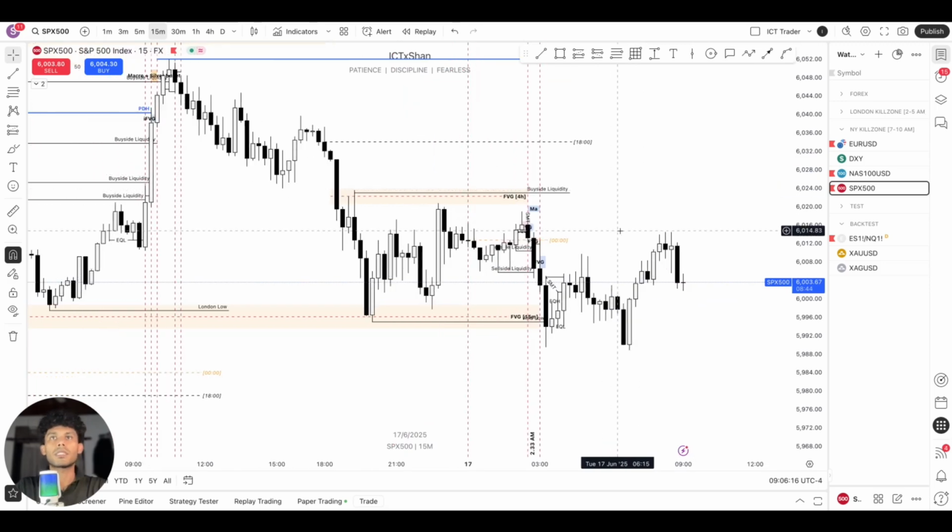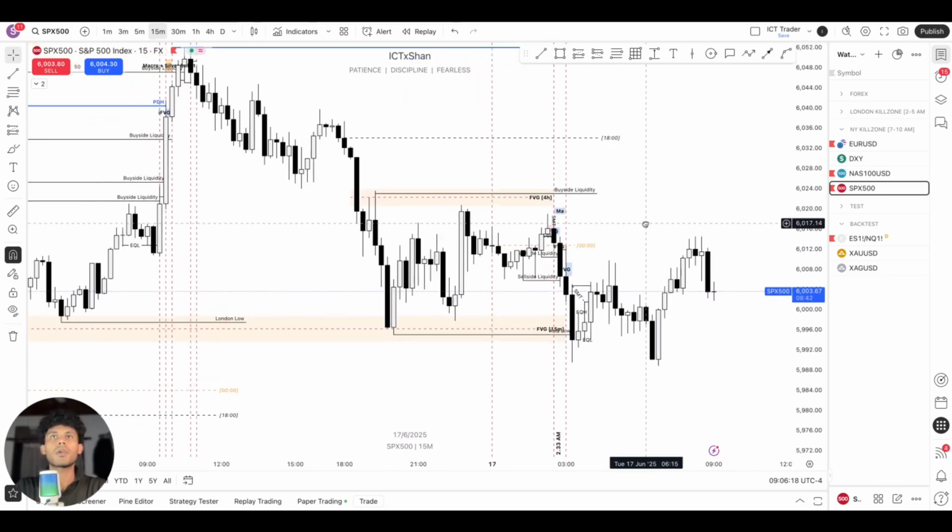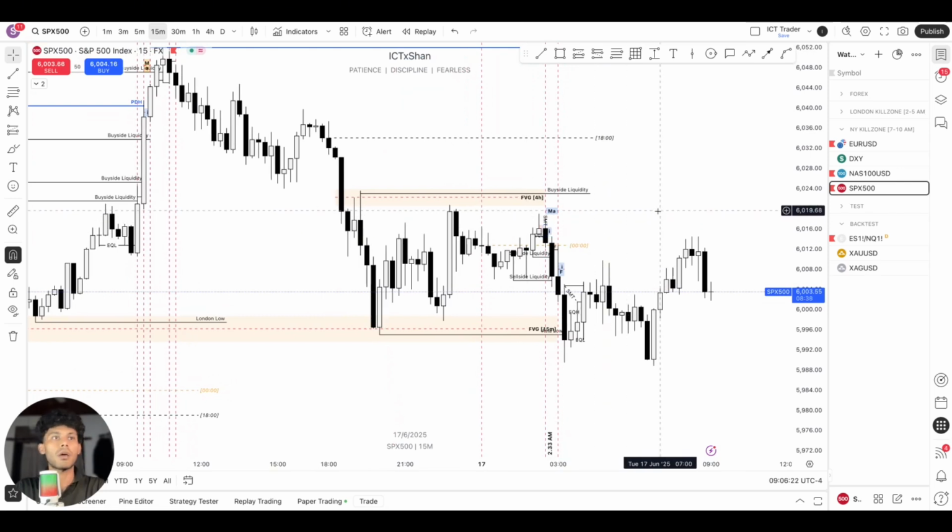So the trade I took this morning is at 3 a.m. I think before 3 a.m. there was a macro. If you don't know anything about macros or kill zones, those are core things you have to learn about trading. So don't worry about that.